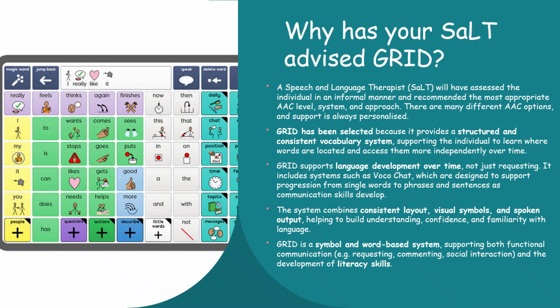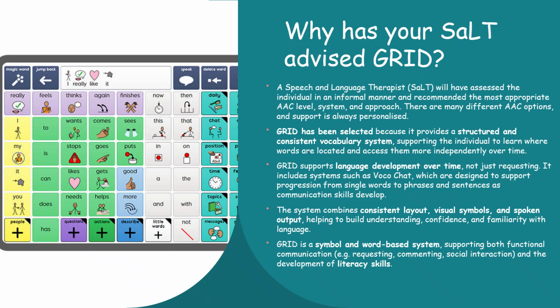So why has your speech and language therapist advised Grid? The decision to use Grid will have been made following an assessment by a speech and language therapist. It might have been myself, it might have been someone else. And that speech and language therapist will have considered the individual's communication needs and recommended the most appropriate AAC system and approach. Now, there are lots of different AAC options available, and it's really important to remember that support is always personalised to the individual. So Grid has been selected because it provides a structured and consistent way of organising vocabulary, and this means that words are grouped and positioned in a way that supports the individual to learn where to find them and helps them to build independence over time.